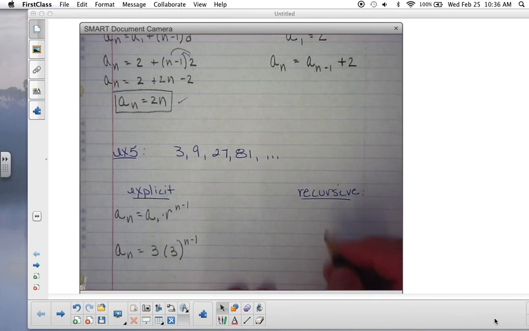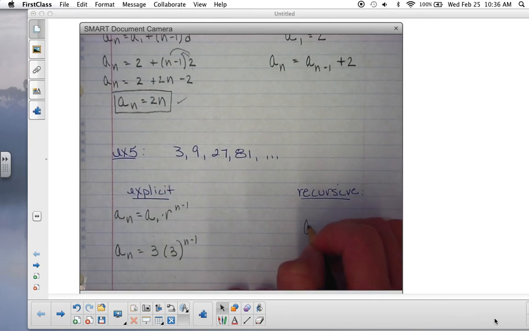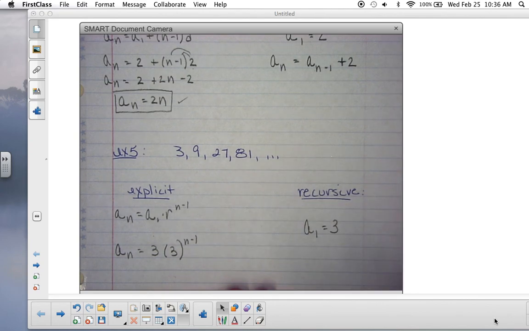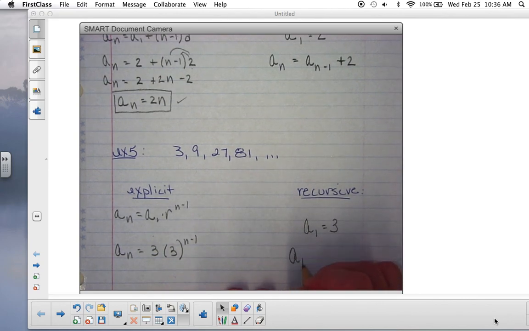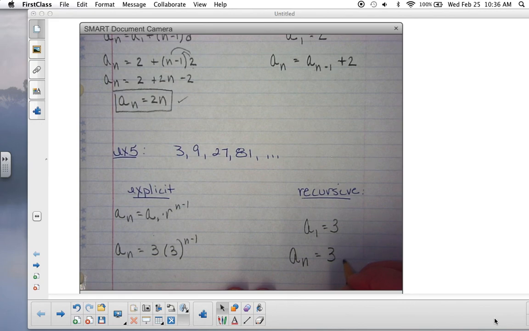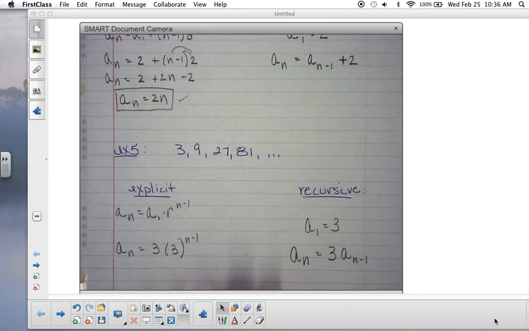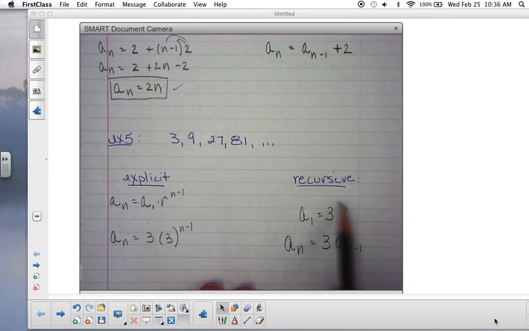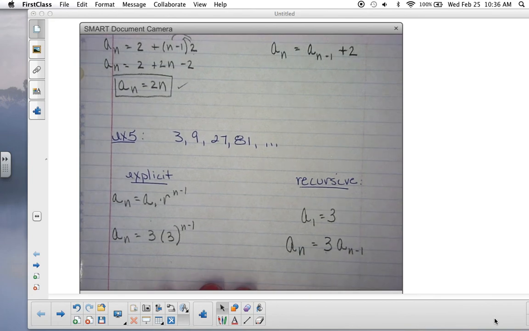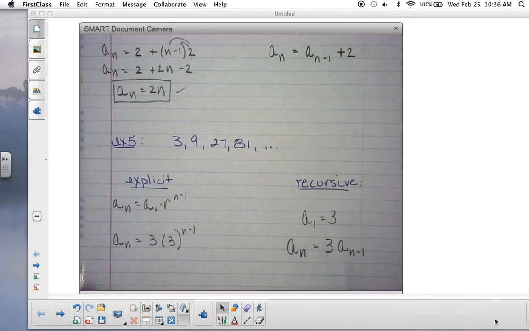And then the recursive sequence, I would say a1 is 3, and the rule is 3 times a n minus 1. So the rule is, this is the first term, and just multiply 3 times the first term, I'd get 9. 3 times 9, I'd get 27. 3 times 27, I'd get 81. So this maybe is kind of a draw for me.